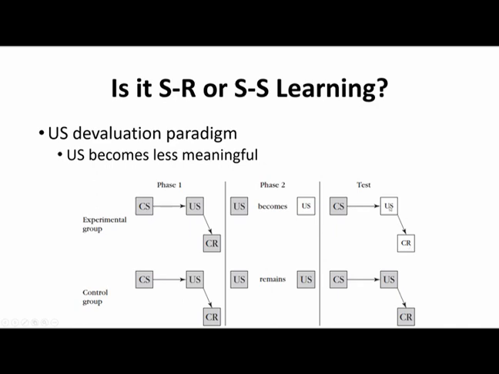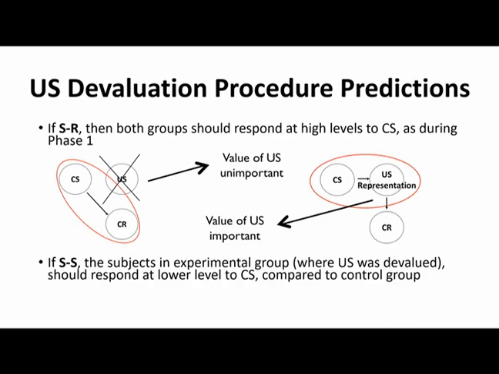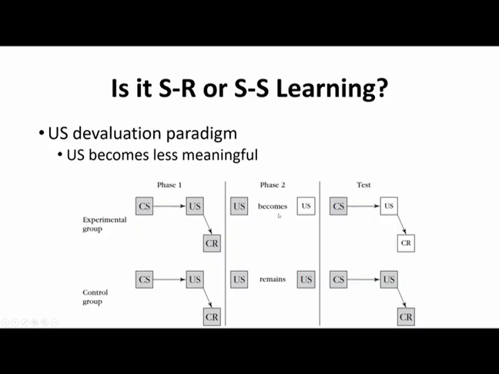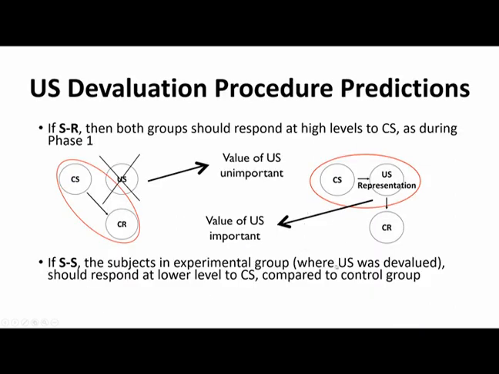devaluing our unconditioned stimulus. So if we look over here, we can see a reminder of what we'd be looking for. I just talked about how, if it's SS learning, then the subjects in the experimental group, this group on the top where we devalued our unconditioned stimulus, should respond at a lower level to that conditioned stimulus as compared to our control group. So if we see a reduction in the conditioned response after devaluing our unconditioned stimulus, it's SS learning.